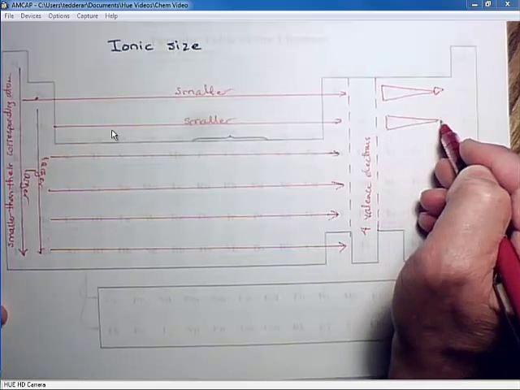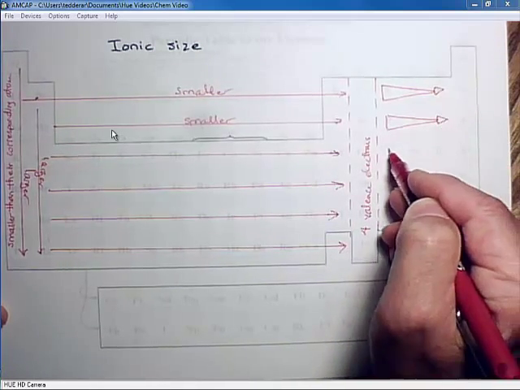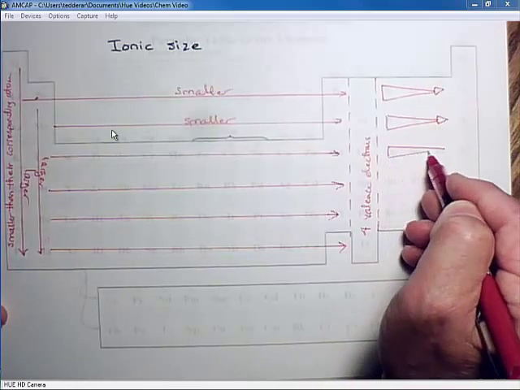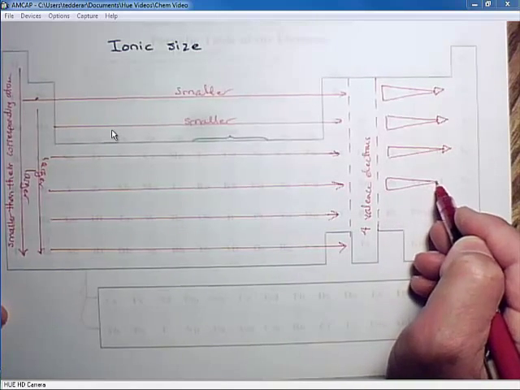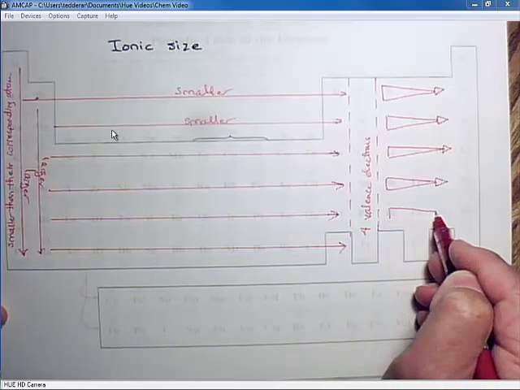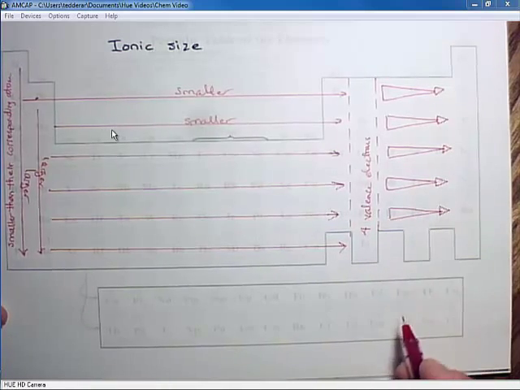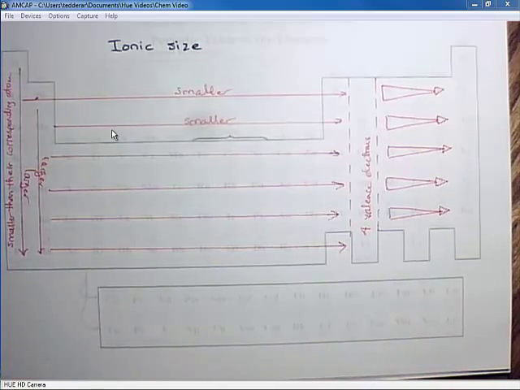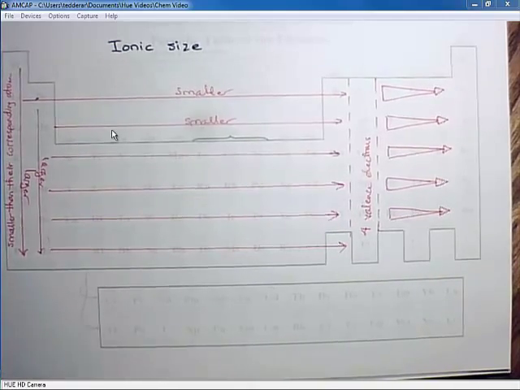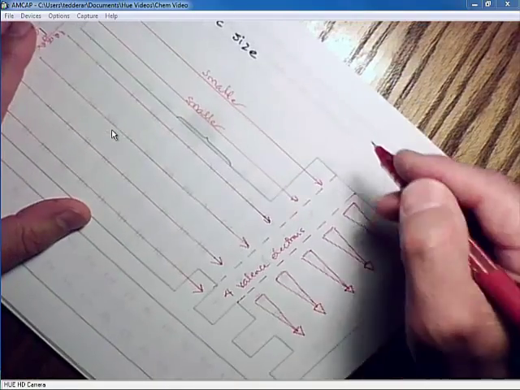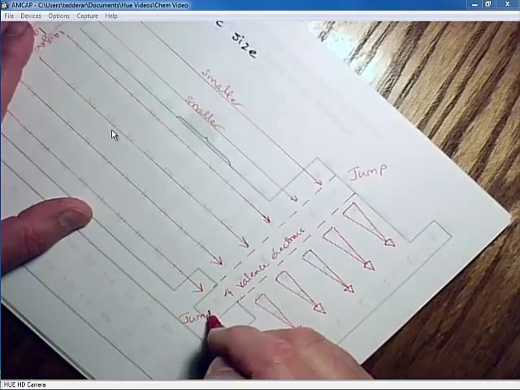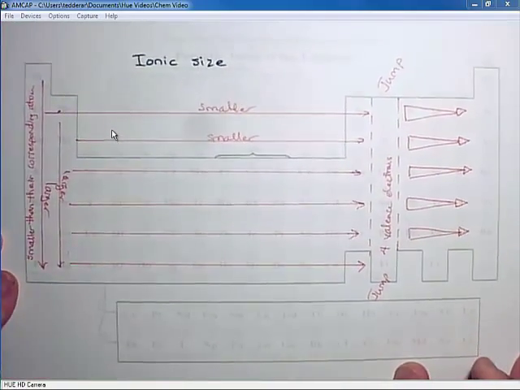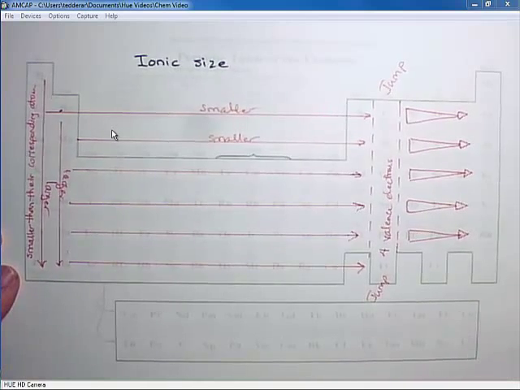And phosphorus, for the same reason, is going to get way bigger and then smaller. And arsenic is way bigger and then smaller, going down to bromine and so forth. So what we do is we get a jump right here in size. A big jump. Got it?